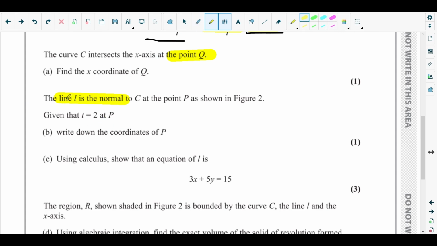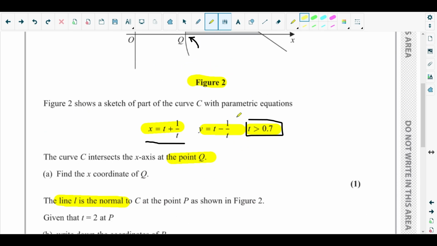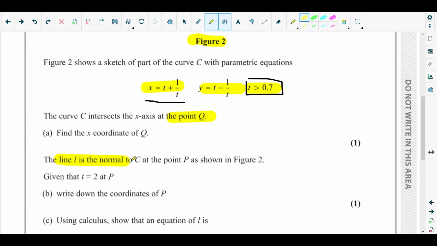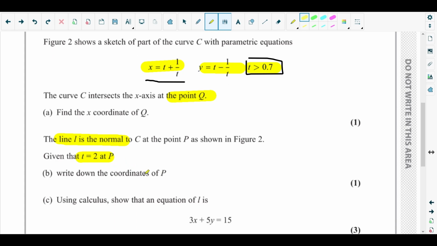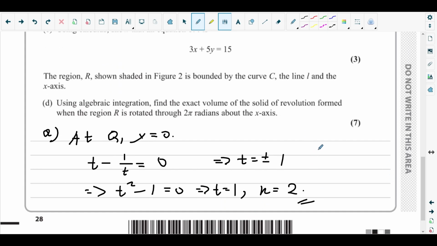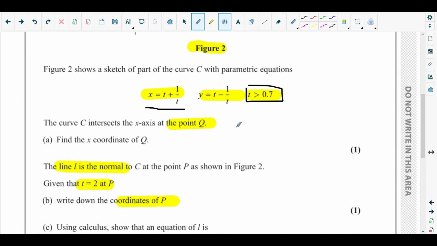Next, part B. The line L is the normal to C at the point P as shown in figure 2. You can see in figure 2, line L is intersecting the curve at point P. Given that t equals 2 at point P, write down the coordinates of point P. That's pretty easy. Just plug in the value for the parameter, that is t, into the equations. You will get the coordinates very easily.